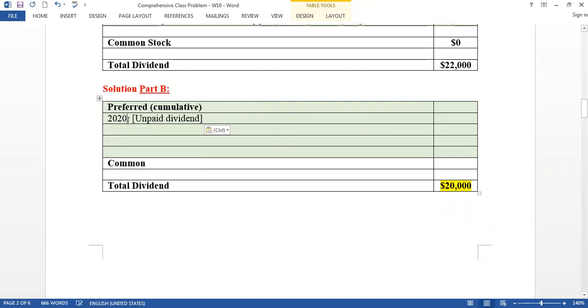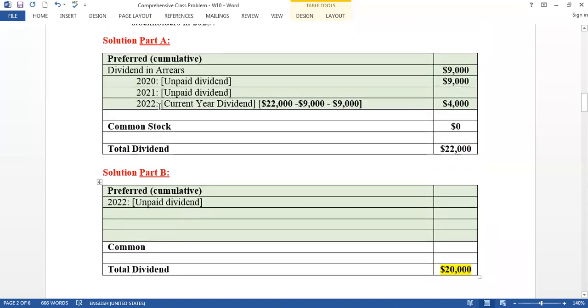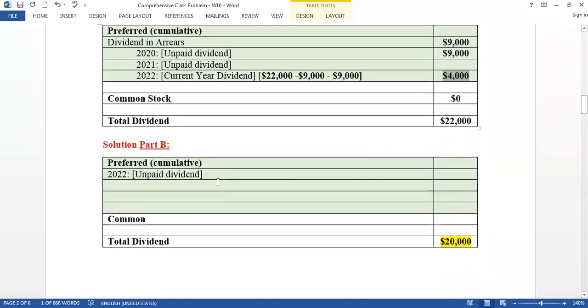So the unpaid dividend is from 2022. Can you remember? In 2022, they should receive $9,000, but they received only $4,000. So what is the unpaid dividend for 2022? It is $5,000. This is the $5,000 unpaid dividend for 2022.